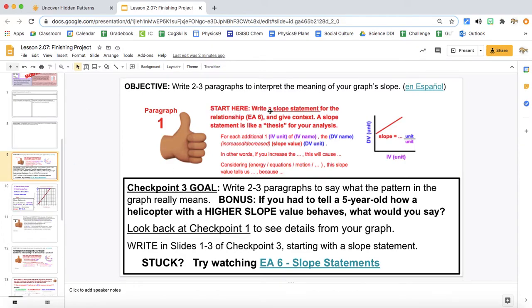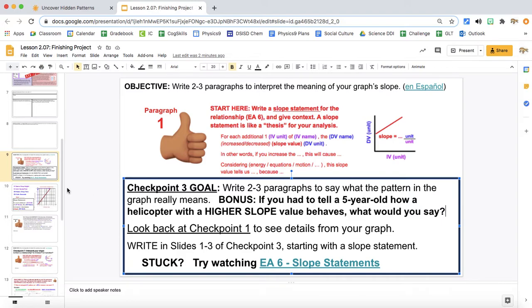It says, start here, write a slope statement. And the goal of checkpoint 3 is to write at least 2 paragraphs to basically say what the pattern in the graph that you're seeing really means. And I think this is actually really important to keep in mind. If you had to tell a 5-year-old how a helicopter with a higher slope value behaves, is it faster? Is it slower? What would you say? If you had to make it as simple as you possibly could, what would you say?